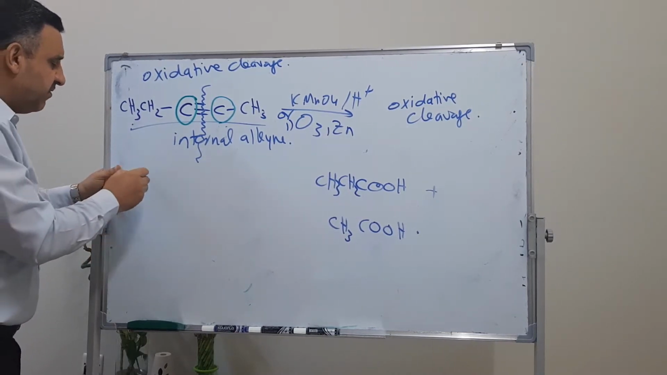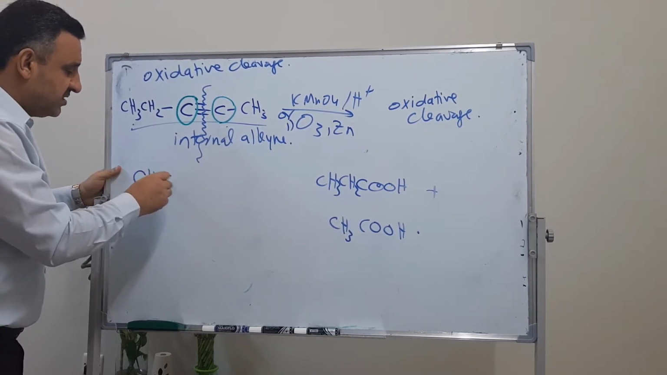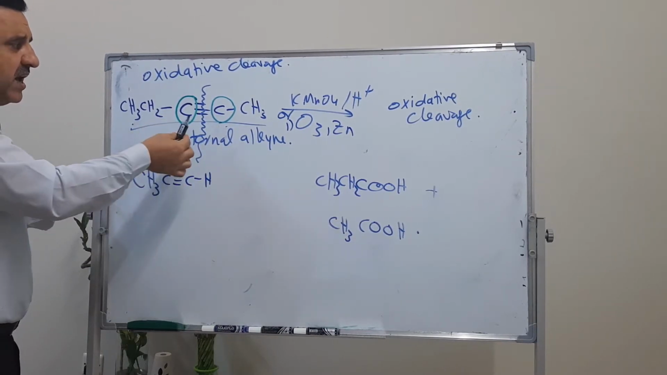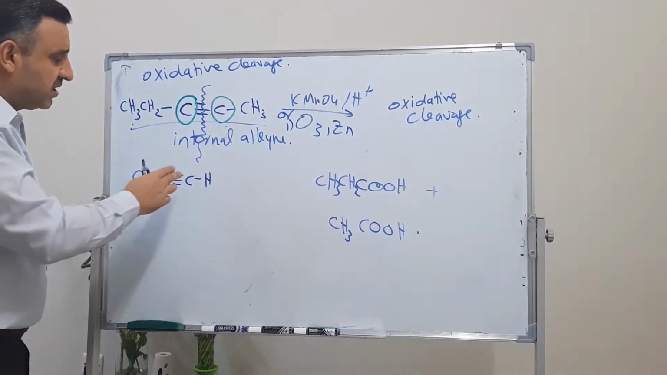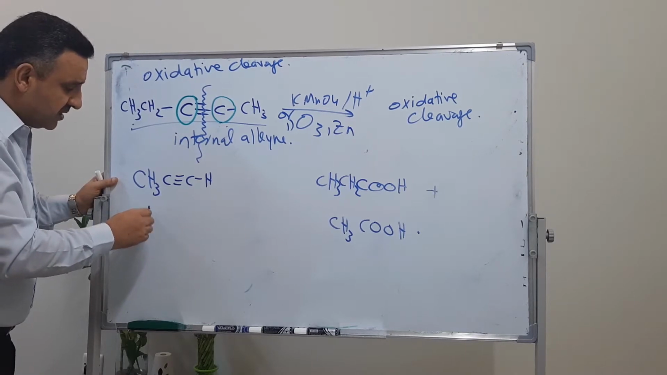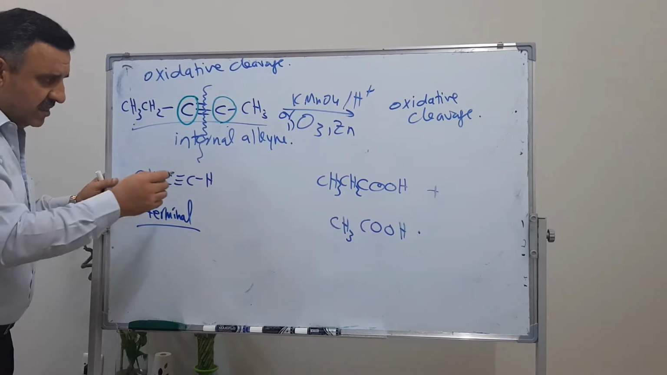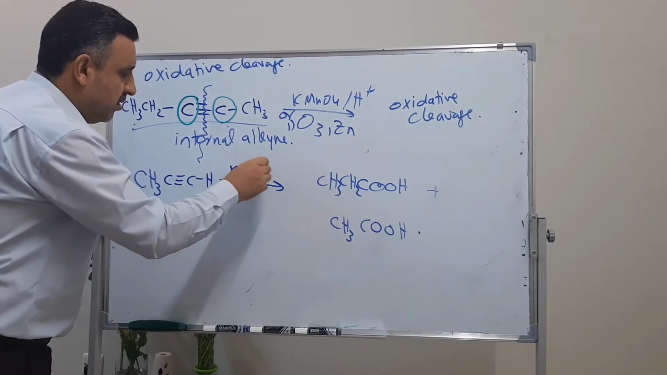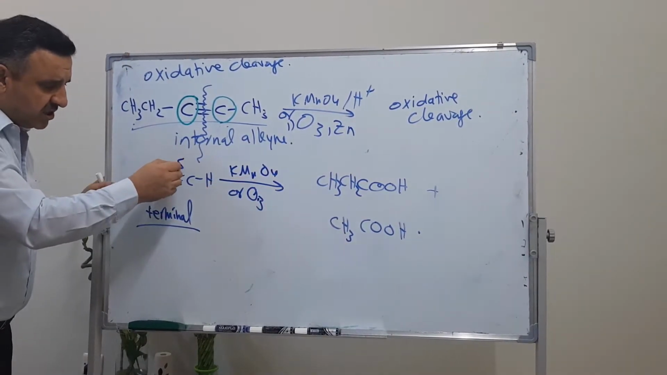If we allowed an internal alkyne to react with oxidative cleavage. What if we have a terminal alkyne like CH3 C triple bond CH? That's actually the difference between alkynes. The triple bond can be within the chain or it can be at the end of the chain. If it is at the end of the chain, we always call it a terminal alkyne. Do you follow me? In this case, if we allow it to react with KMnO4 or ozone, what we are going to get is the same.